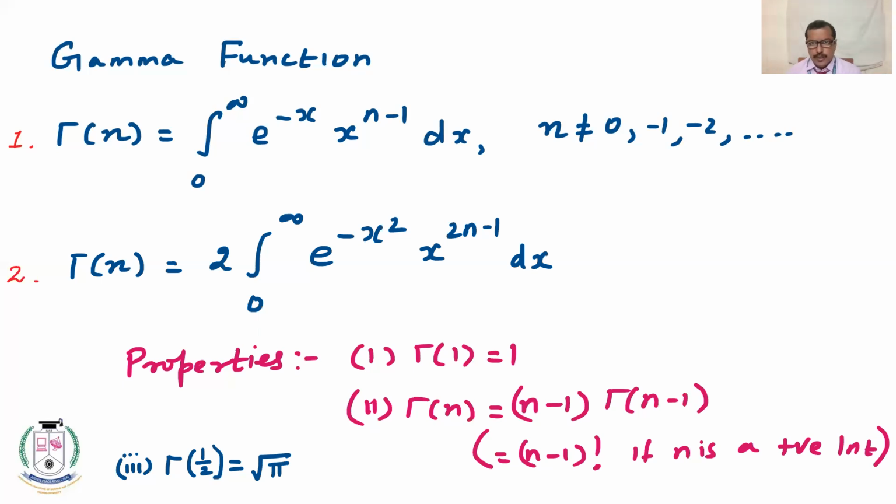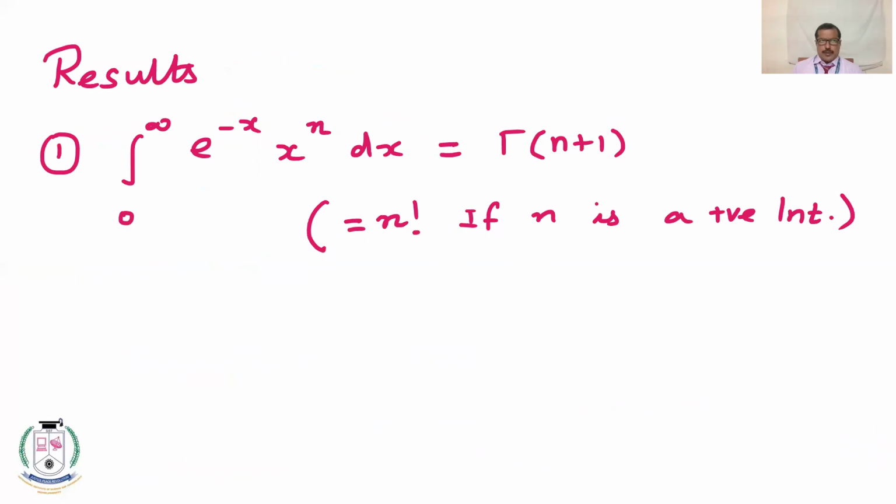Now let us see what are the properties that may be useful for solving problems. First one being integral from 0 to infinity of e power minus x, x power n dx is equal to gamma of n plus 1. This will help us to find gamma values of some integral given with e power minus x and some power of x. So whatever is the value of power of x, gamma of 1 plus that can be calculated. In particular, if n is a positive integer, it can be calculated using n factorial.